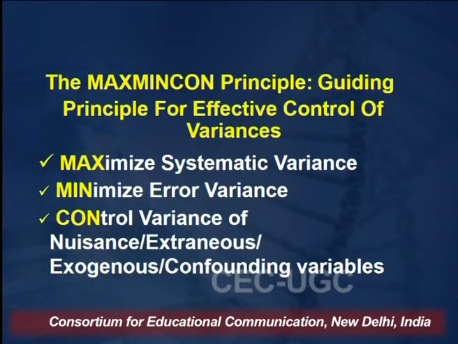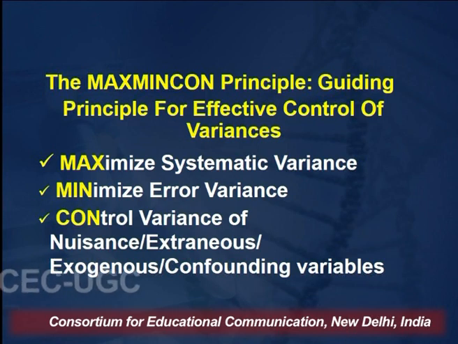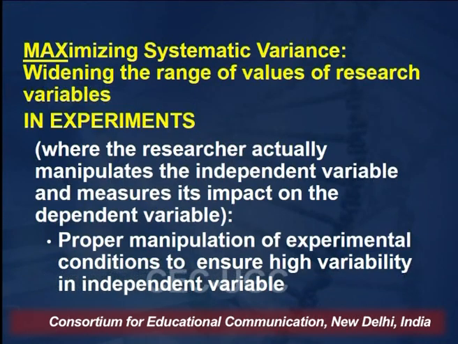Now, there is a max-min-con principle, which is the guiding principle for effective control of variances. What is this max-min-con principle? You maximize the systematic variance, you minimize the error variance, and you control the variance of these nuisance, extraneous, exogenous or confounding variables. How do you maximize the systematic variance? Maximizing the systematic variance is by widening the range of values of research variables. So, you have to increase the range of the values of the research variable.